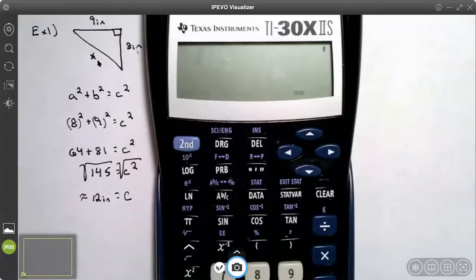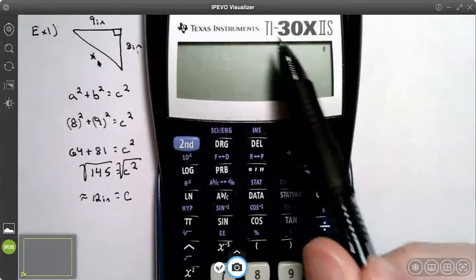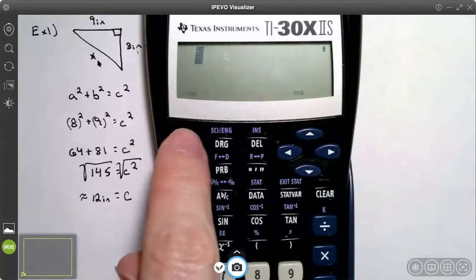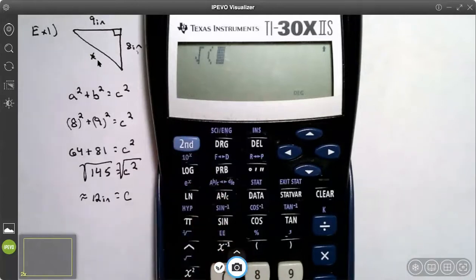Here we're using a scientific calculator. It's a TI-30X IIS. In order to do it on this one, my radical sign is right here, above the key. So it means I have to hit the second button first, pull up my radical sign, then I type in the 145, then I hit equals, and it gives me my answer. So a basic calculator is actually easier for square roots, but a scientific calculator is easier for so many other things.